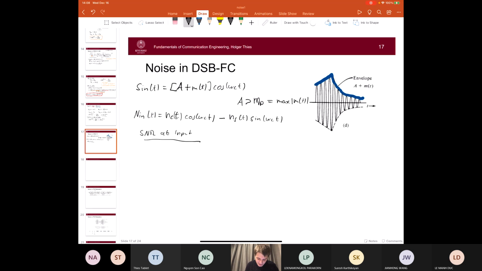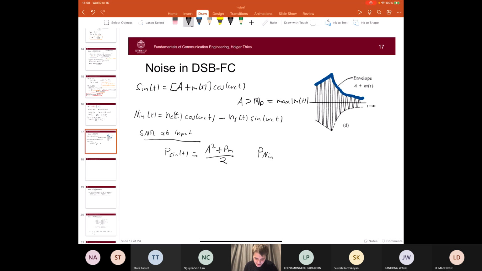So what is the power of the input signal? Well, this is what we have seen in the previous lecture, so I will not repeat it. I will just give you what the power is. The power is A squared plus the power of the message, over 2, right?